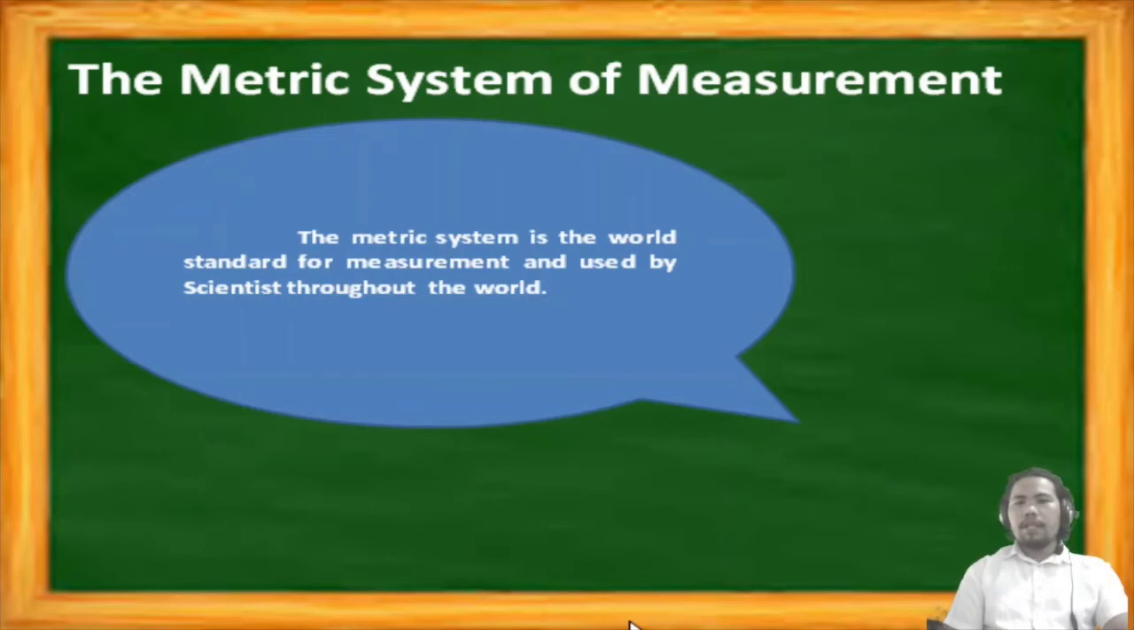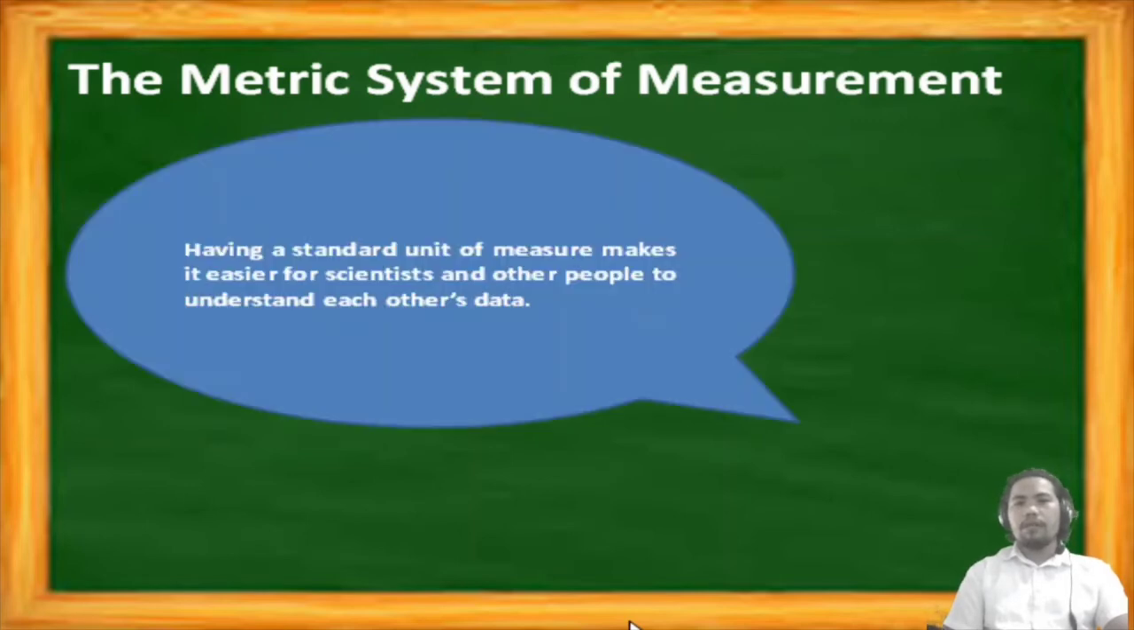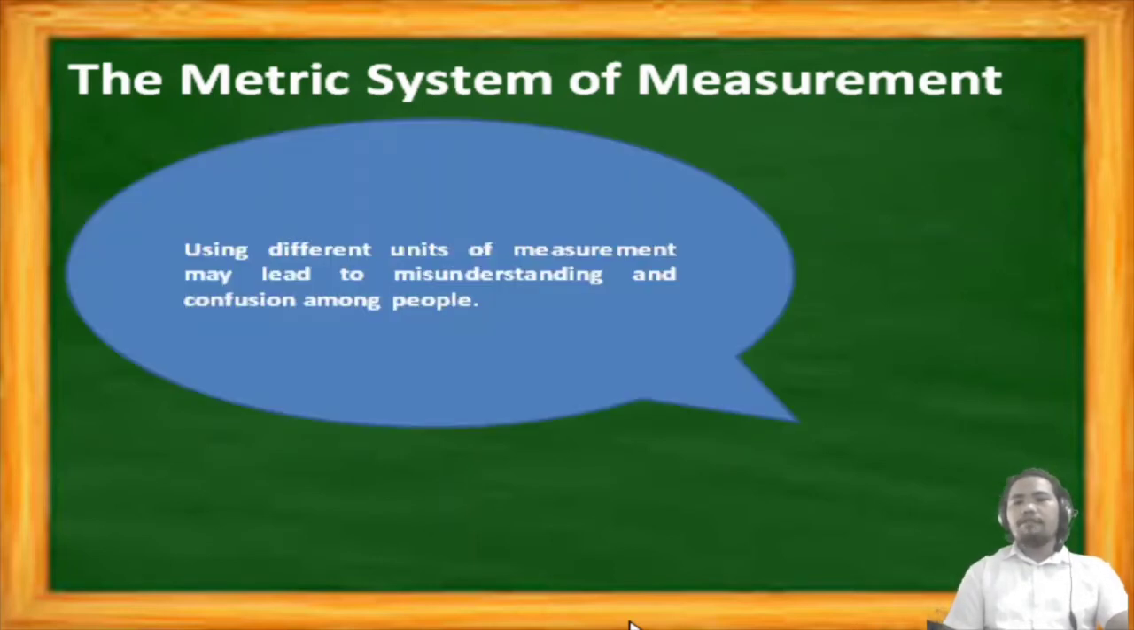The metric system is the world standard for measurement and used by scientists throughout the world. Having a standard unit of measure makes it easier for scientists and other people to understand each other's data. Using different units of measurement may lead to misunderstanding and confusion among people.